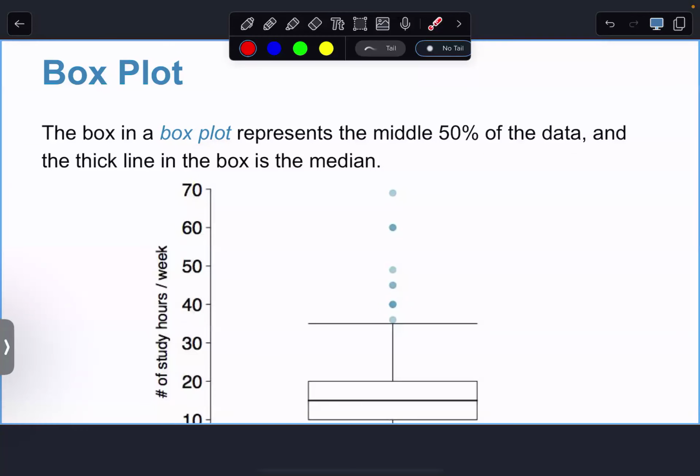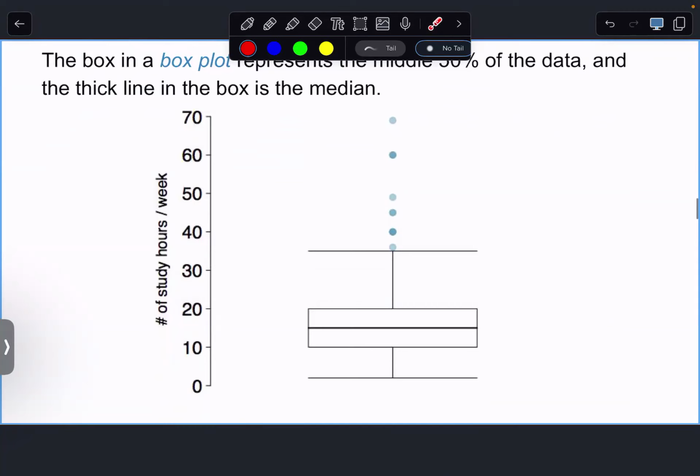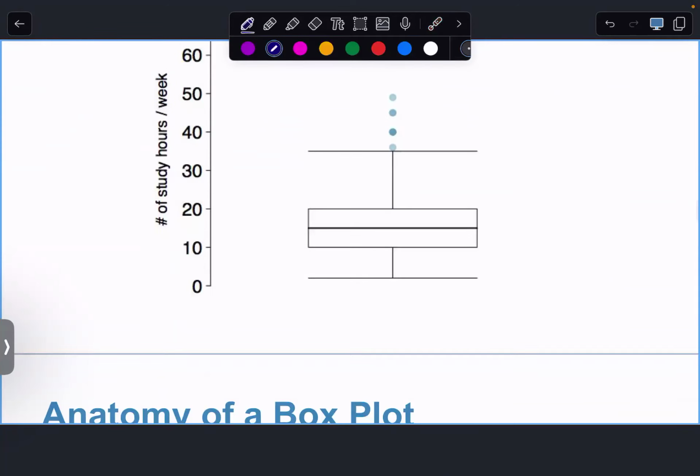A box plot is going to be a representation or a visualization of this 5-number summary. Okay? And so a box plot looks like this. It's kind of easier to start by looking at one. This thick line in the middle is where we're going to start, because that's going to be your median.